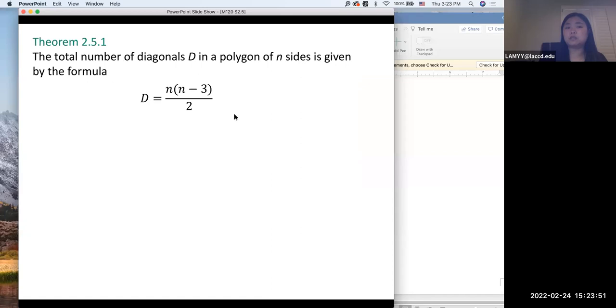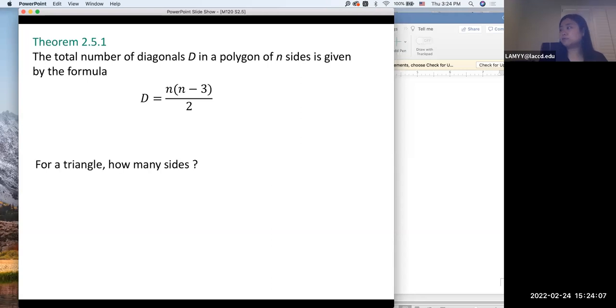Highlight this formula. The total number of diagonals in a polygon of n sides is given by the formula. So the D is talking about how many diagonals you have. The N is talking about how many sides.